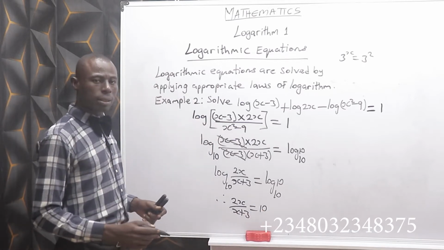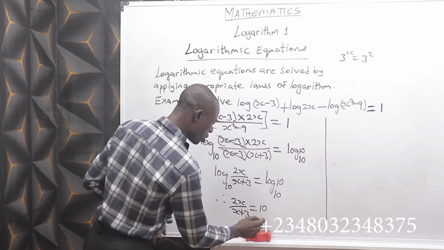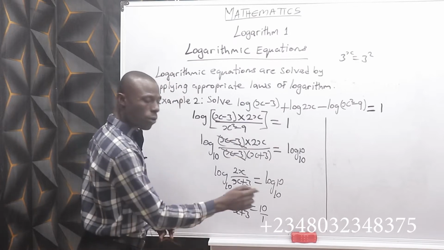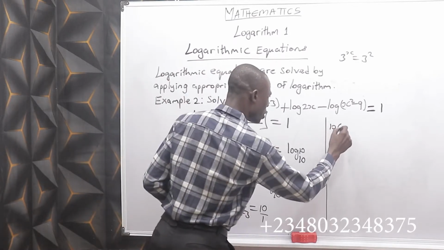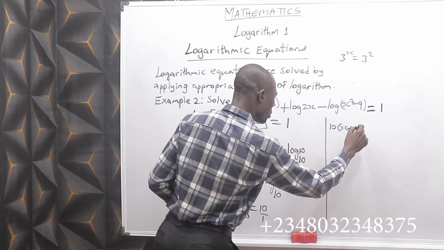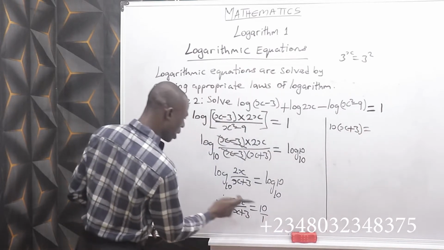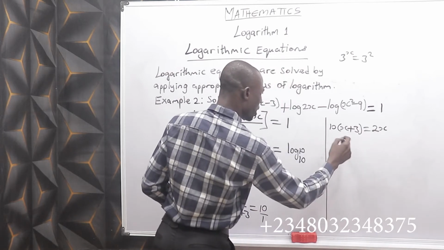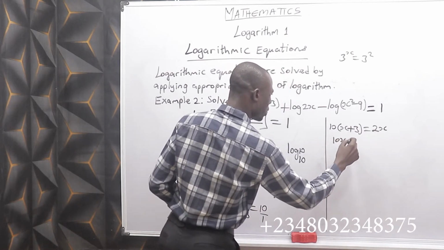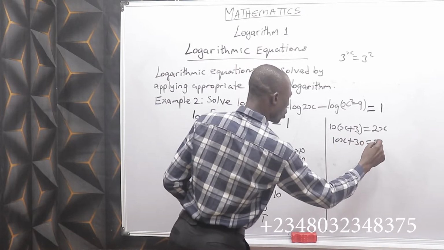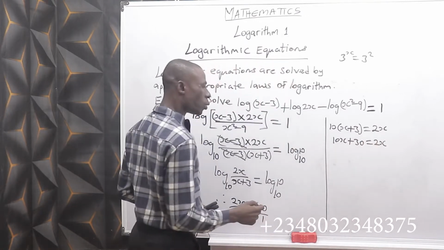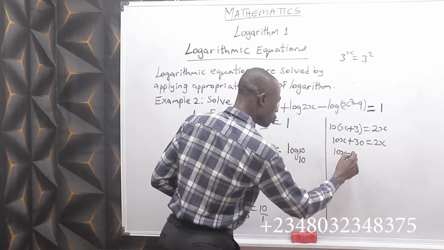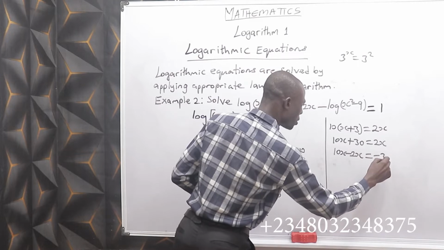Do you understand? So, cross multiply. You can see 10 is also the same as 10 over 1. So, if you cross multiply, you have 10 into x plus 3, which is equal to 1 times 2x, 2x. Opening this bracket, you have 10x plus 30 equals 2x. Collecting the like terms, you have 10x minus 2x equals minus 30.